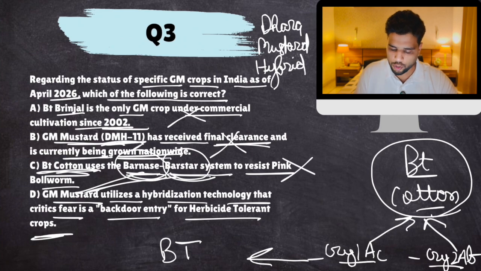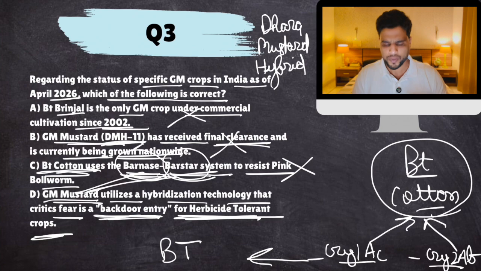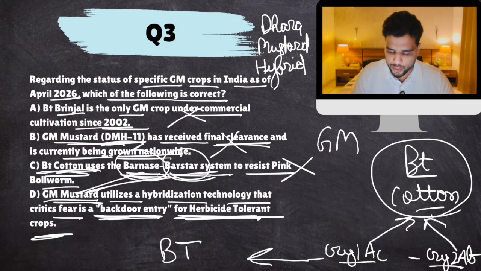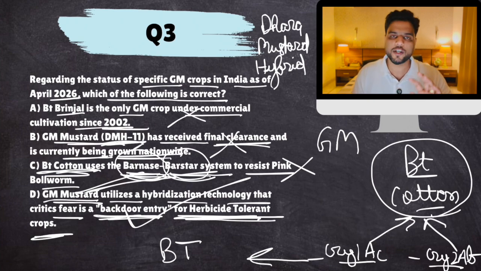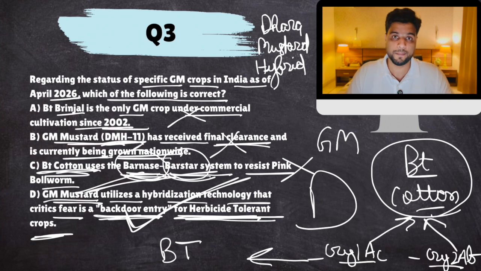So this is also false because Barnase-Barstar are for GM mustard and they make GM mustard herbicide tolerant. And yes, some critics argue that this gives backdoor entry. I mean critics who don't want GM mustard to have clearance, people who are opposed to GM crops. But yes, it uses hybridization technology and using Barnase-Barstar, it makes it herbicide tolerant. This part is correct. The only correct answer is D.